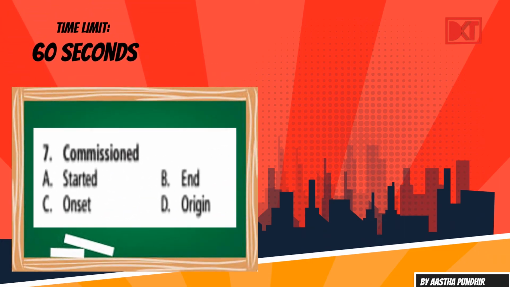Okay, here the next word is commissioned. The options are started, end, onset, and origin. Pretty easy. The antonym is what? End. It is self-explanatory. The other words like commission, started, onset, origin, they are the synonyms of each other. They actually mean the beginning of something. You know, I commissioned it, which means I started it, started, onset, origin. All right.